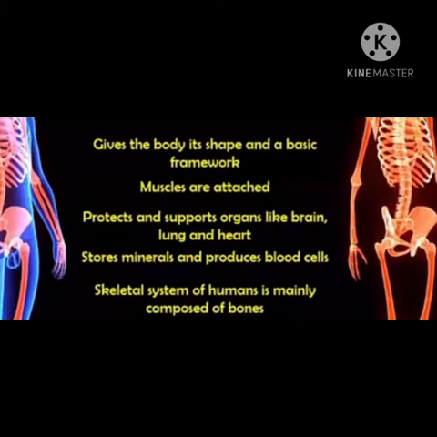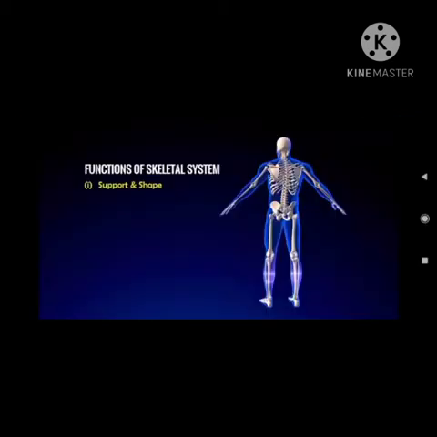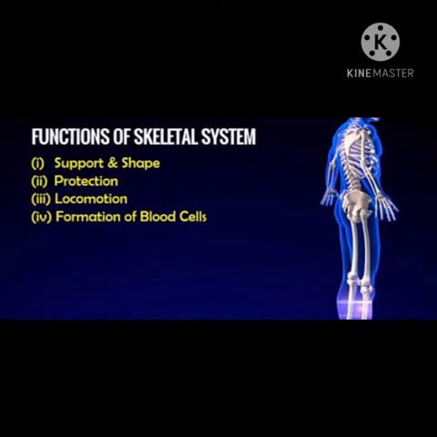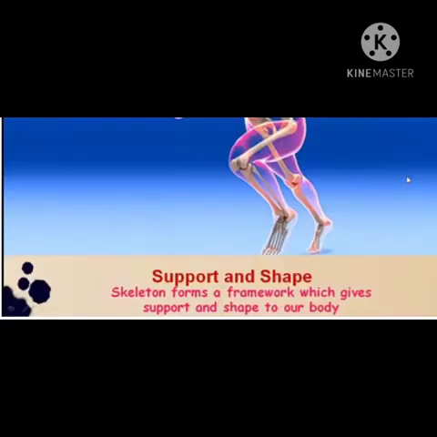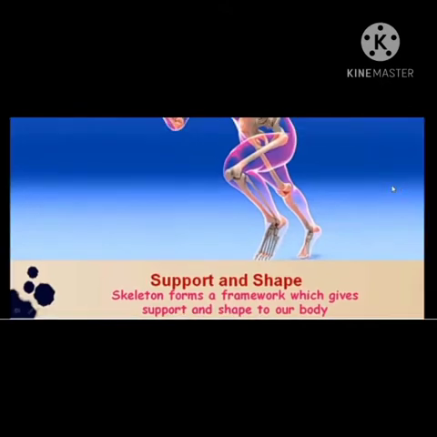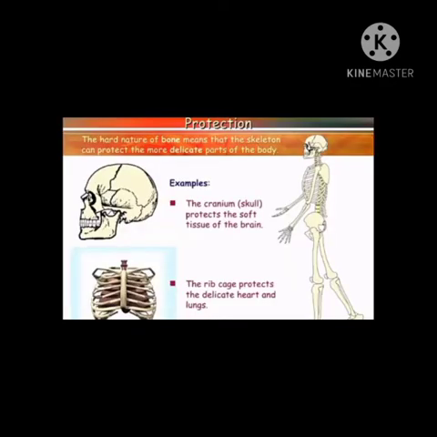Now next is your functions of skeleton. Now skeleton supports and gives shape to the body, right? It helps in protection, helps in locomotion and formation of blood cells. Okay, all of you know that skeleton system, its support and shape. Bones actually serve as a supporting framework of the body, and they provide and maintain the shape of the body.